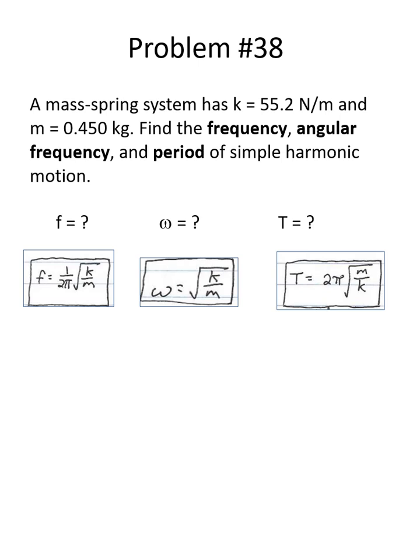Let's look, in the back of the chapter, at problem number 38. It'll give us some practice using these equations. It says a mass spring system has k equals 55.2 newtons per meter. Mass is 0.450 kilograms. Find the frequency, angular frequency, and period of its simple harmonic motion.